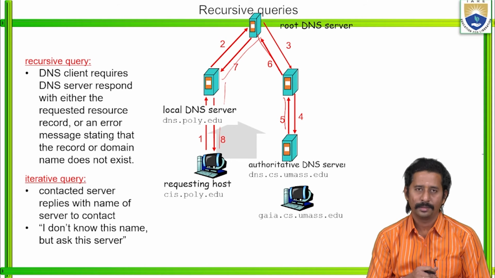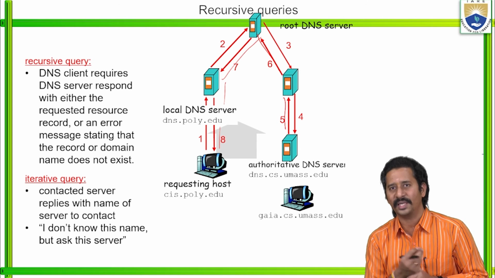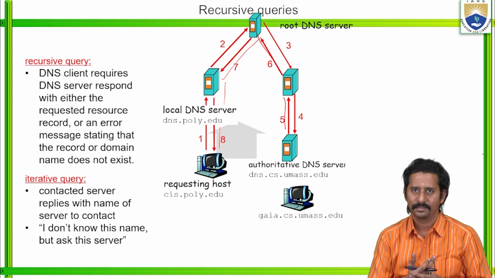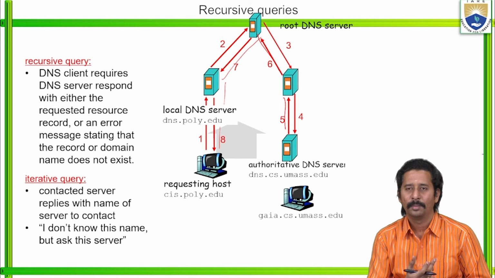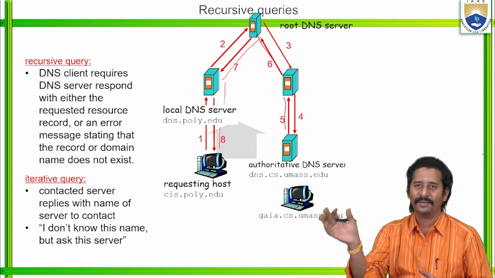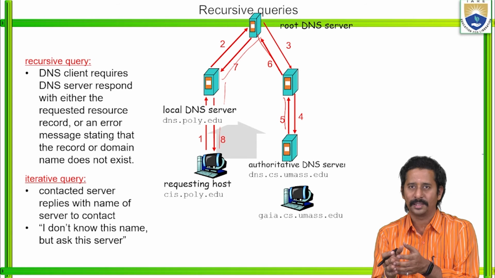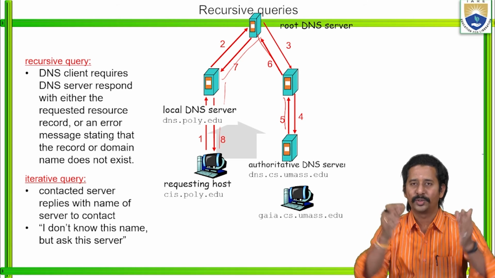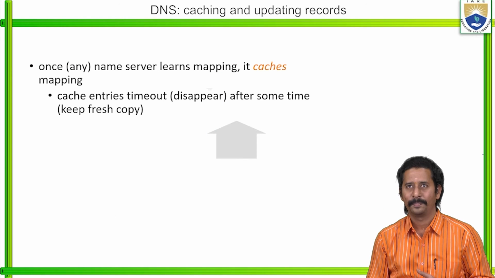Then iterative query, that means the contacted server replies with the name of the server to contact. I don't know this name, but ask this particular server. So that is what generally happens. So whenever we need to access the profile of some particular professor or scholar, if it is not available, then it shows what we can call matching profiles, right? Either first name or last name, if anyone is matching, then it shows all the profiles of those particular names. That is the iterative query.